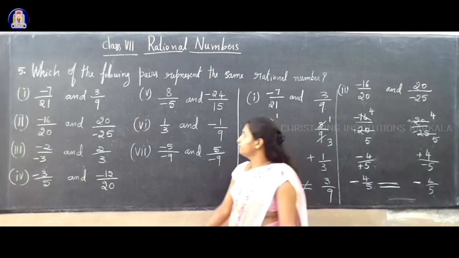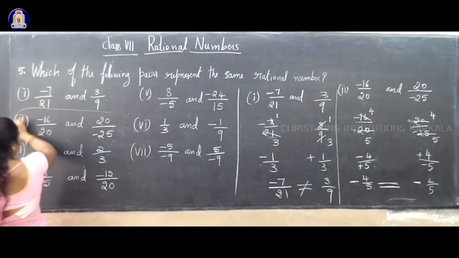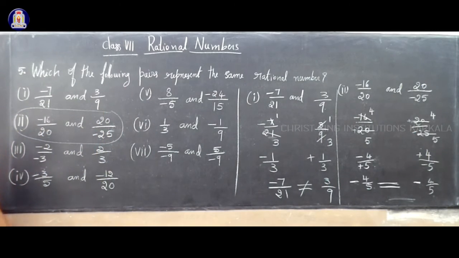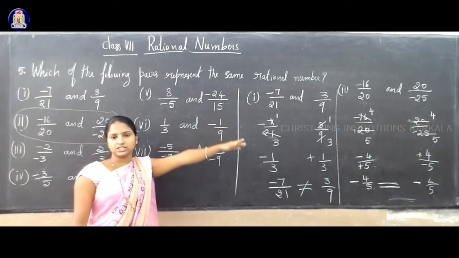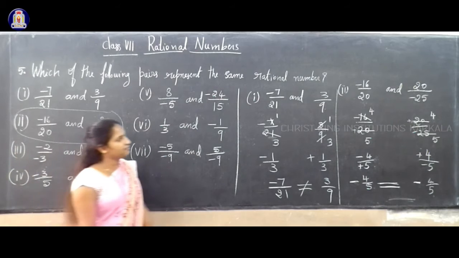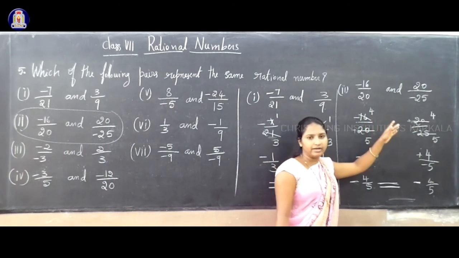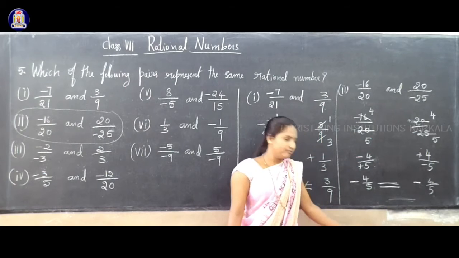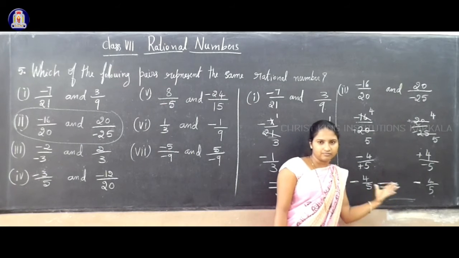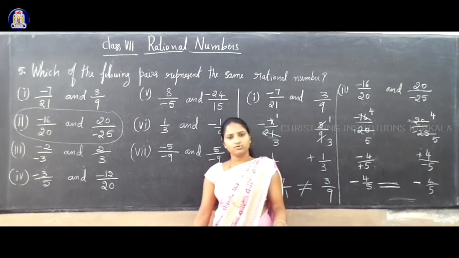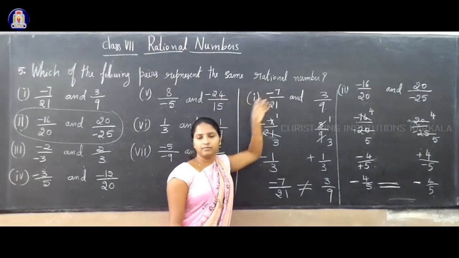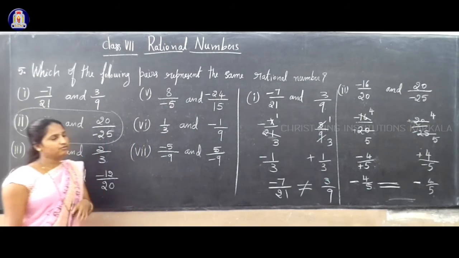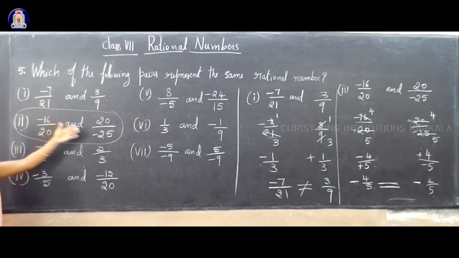So therefore we can say that the second pair of numbers represent the same rational number. Clear? After simplifying 16 by, we get the same answer. That is what represents the same rational number. Clear? In the question we cannot say whether these two rational numbers are the same or not.